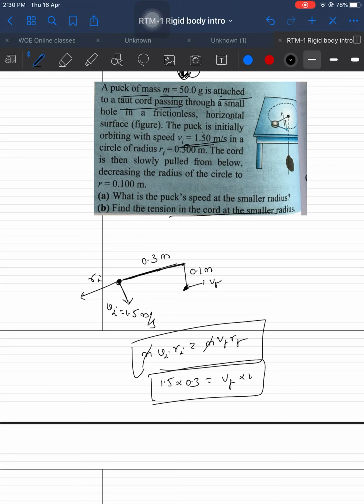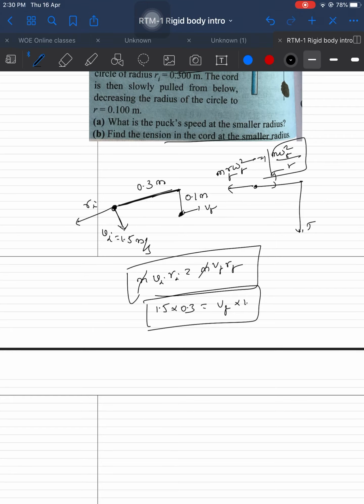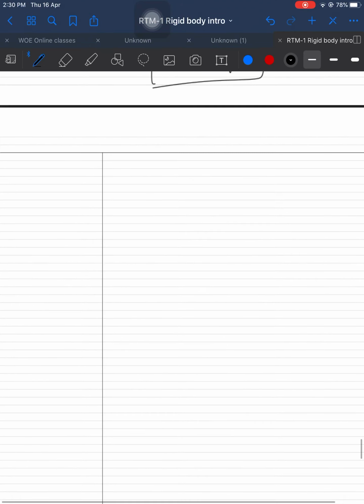Find the tension in the cord at the smaller orbit. So how do we get tension? Tension is equal to m r omega square, the outward force, because the forces are balanced: m rf omega f square, or m vf square by r. You can do any one of these two. If you balance, T is equal to m v square by r, that's all.